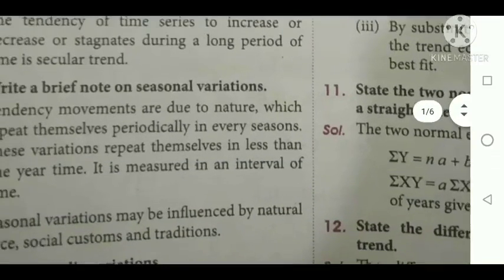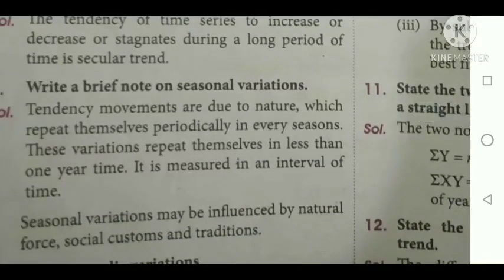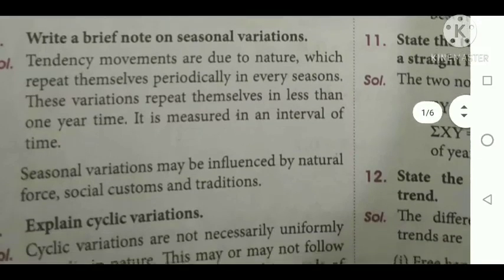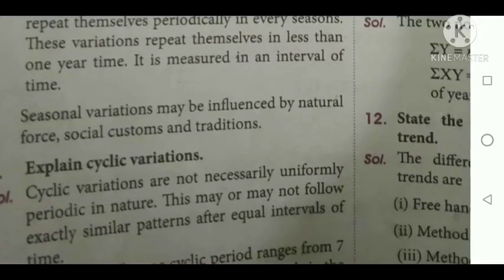Then next, seasonal variation. Here the movement is due to nature, and these variations repeat themselves periodically in every season. For example, the rainy season. In each and every year we come across some storms in the rainy season. These variations repeat themselves in less than 1 year, so they are measured in an interval of time. Seasonal variation may be influenced by natural forces, social custom, and sometimes tradition.